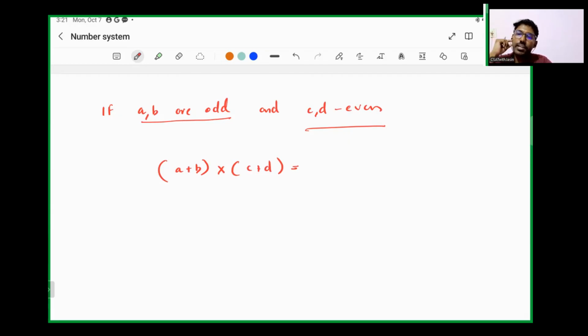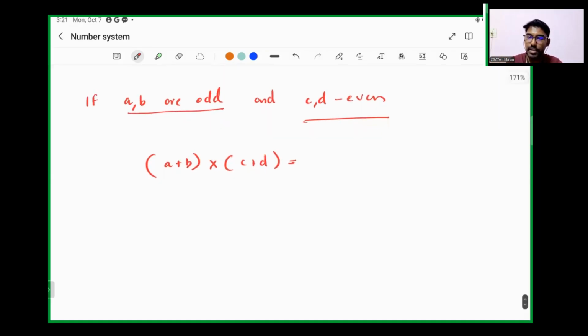So normally questions will come like this in UPSC. It will say A, B are odd, and C, D are even. So here the easiest way to do this question is just give some values. As I already told you, give some values. Now A and B are odd. What is smallest odd number? You know, it's 1. So just give 1 for both A and B.